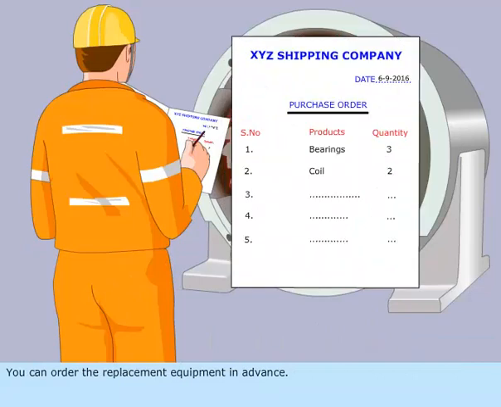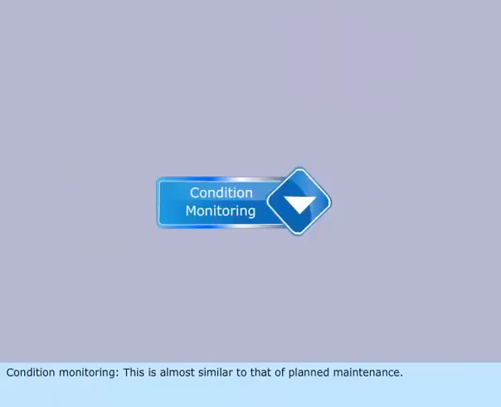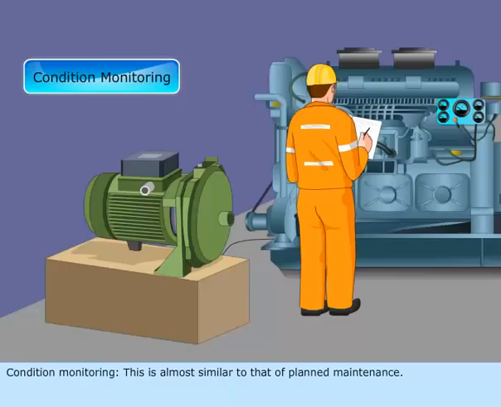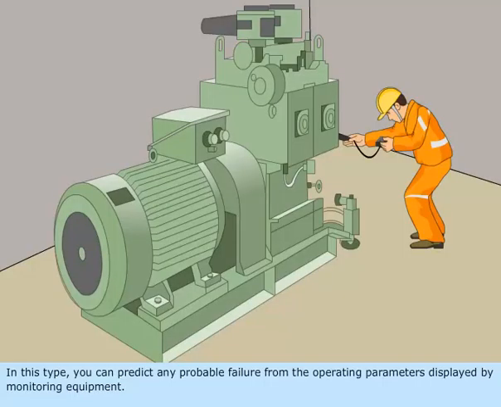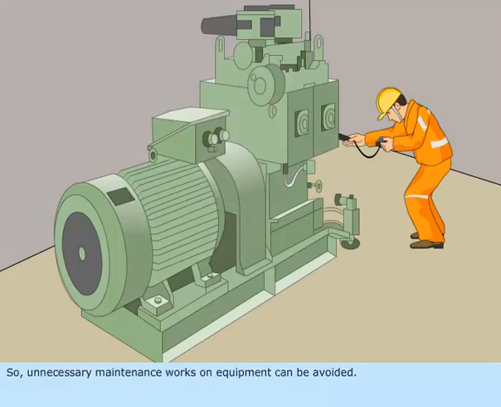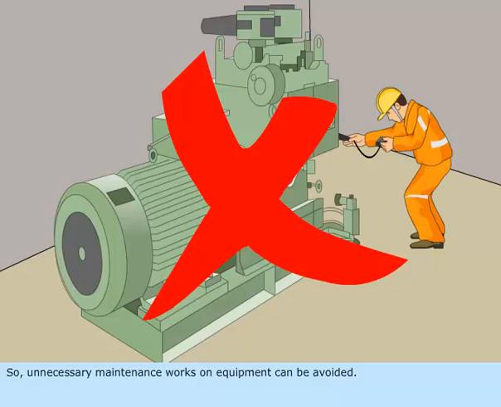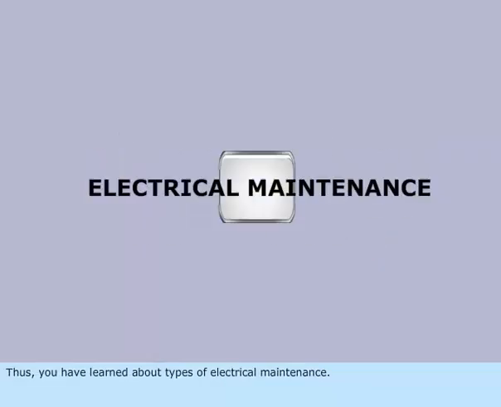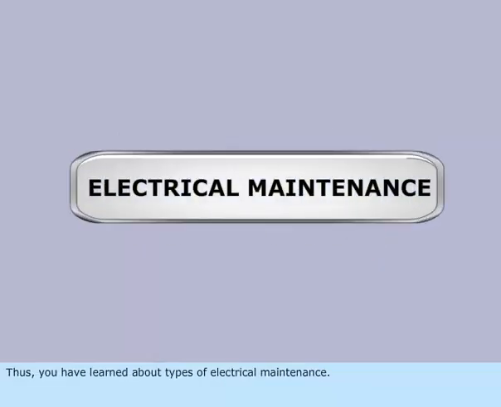Condition monitoring. This is almost similar to that of planned maintenance. In this type, you can predict any probable failure from the operating parameters displayed by monitoring equipment. So, unnecessary maintenance works on equipment can be avoided. Thus, you have learned about types of electrical maintenance.